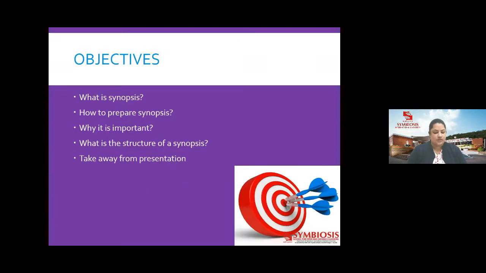So in today's session, we'll understand what is actually a project synopsis, how you can prepare your synopsis, why it is essential to make a synopsis, what is the structure of a synopsis, and what would be the key takeaways from this presentation.